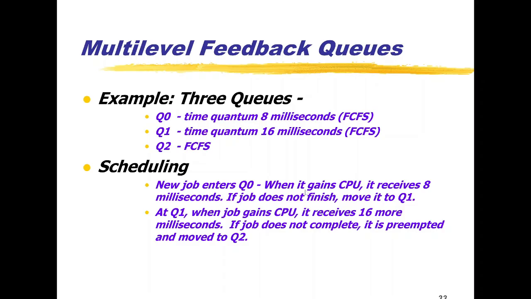So if a new job enters the first queue, Q0, when it gains CPU, it receives 8 milliseconds. If the job does not finish, we move it to Q1. Q1 will give it 16 milliseconds. So at Q1, when the job gains CPU, it receives 16 more milliseconds. But if the job does not complete, it is preempted and moved to Q2. All right? But if the job had finished its time at Q0, then automatically it has completed its job and therefore will not need to move to the next level. So that's the thing with multi-level feedback. Multi-level feedback is looking at reducing starvation between processes.